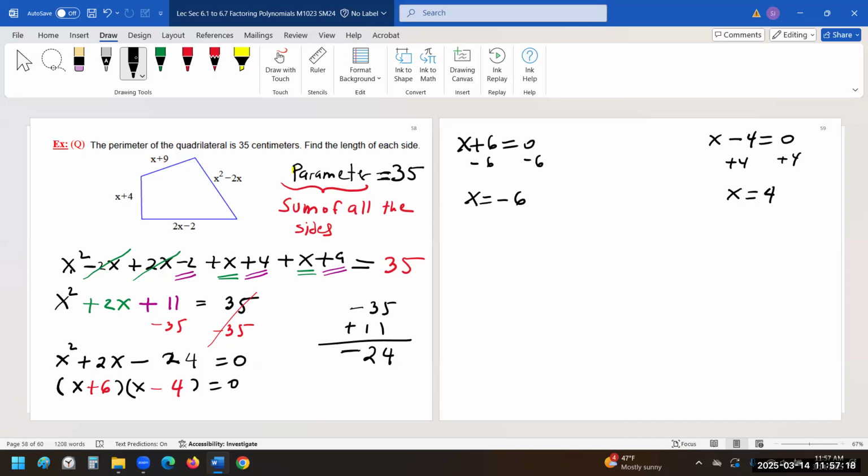But they said find the length of each side. So let's say I'm taking this side. If this side is x plus 4, so we have negative 6 plus 4. And what is negative 6 plus 4? Negative 2. Can we have a length with negative? So we wasted our time. x equals negative 6 is not acceptable because one side becomes unrealistic. So the only answer we have is x equals 4.